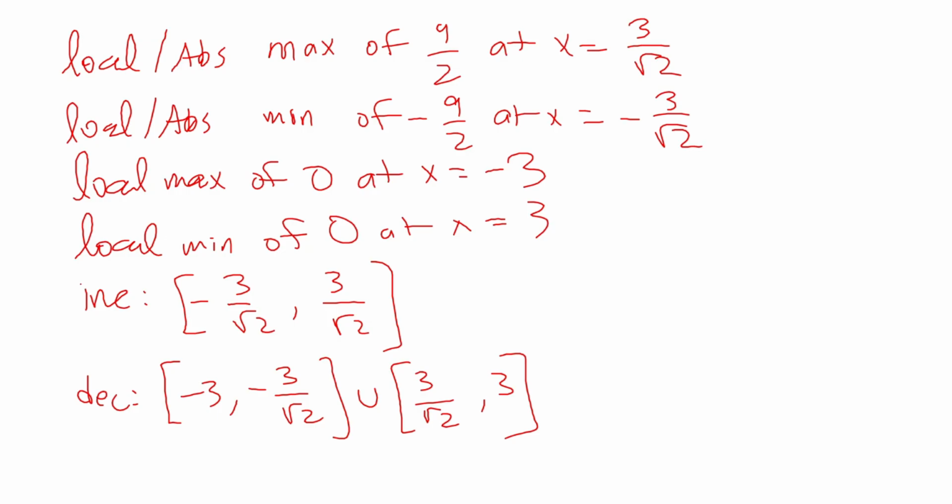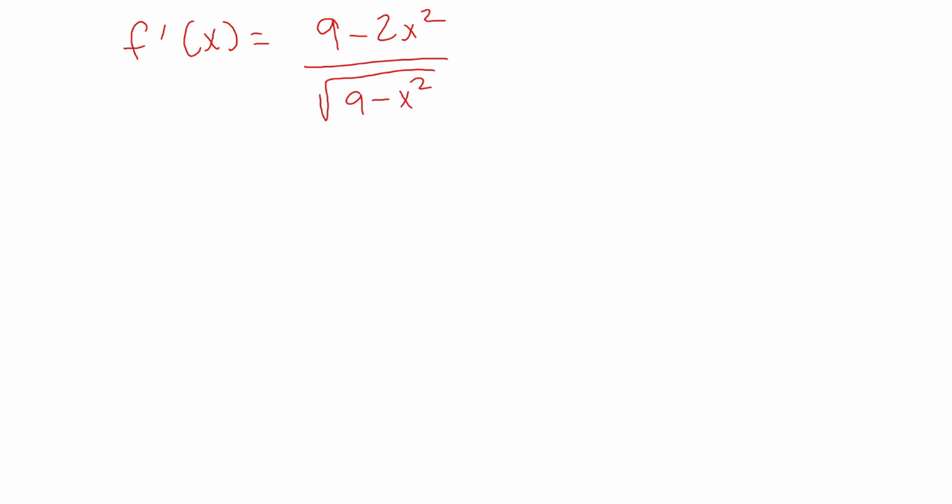And so now we'll go through and we'll find our second derivative. In order to find our second derivative, we need to go back to our first derivative. What do we have for our first derivative? F prime of x was equal to 9 minus 2x squared over root 9 minus x squared. So as we look for our second derivative here, f double prime, we'll have to use the quotient rule.